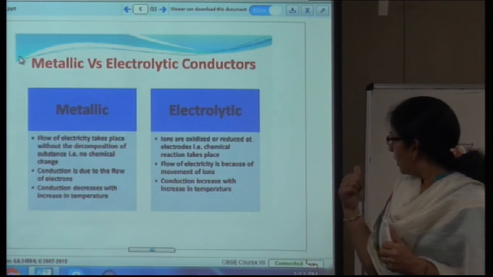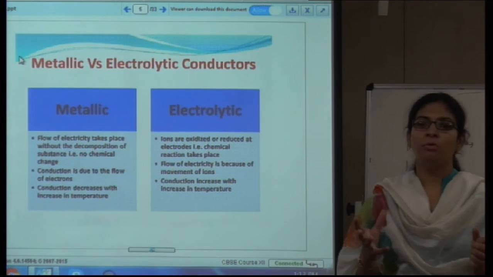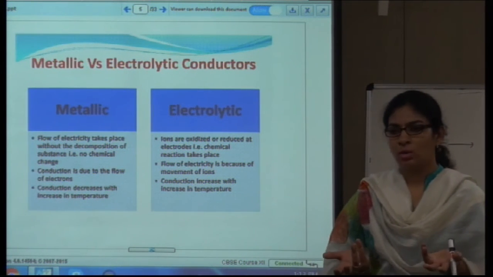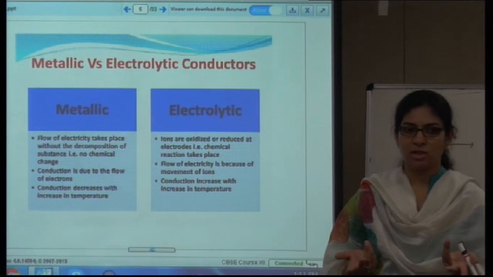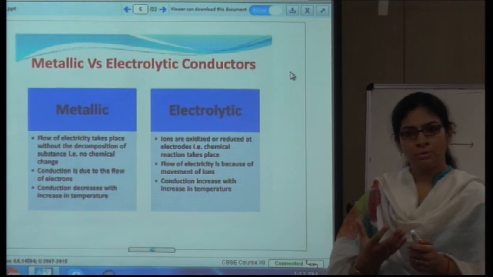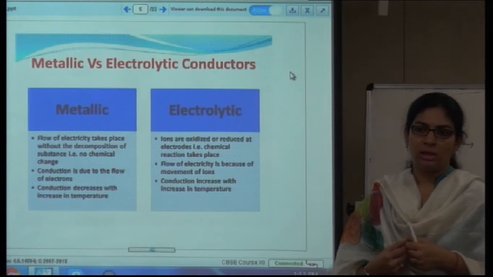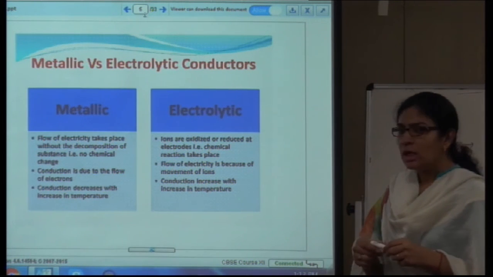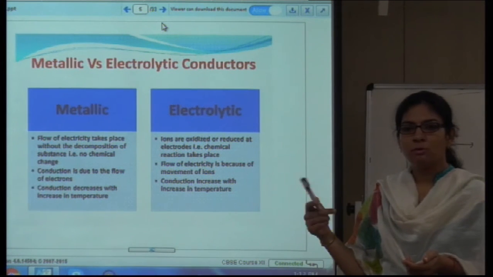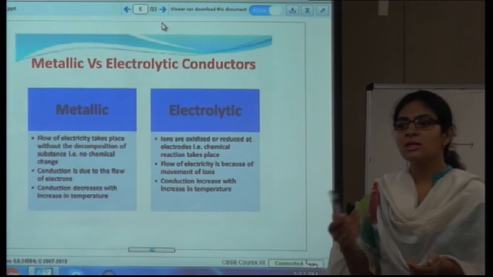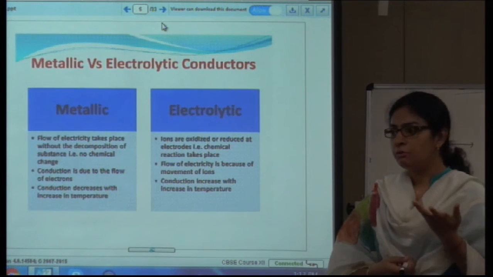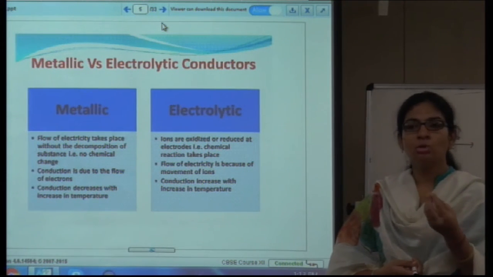Whereas in electrolytic conduction, you have what? The matter is decomposed. You take NaCl, it will decompose into sodium ions and chloride ions. You take HCl, it will decompose into H plus ion and Cl minus ion. And as a result of the movement of ions, electricity is conducted, right? In metals it is because of the flow of electrons, because all metals have loosely held electrons, or you can say free electrons. Metals have a very high tendency to lose electrons, right?